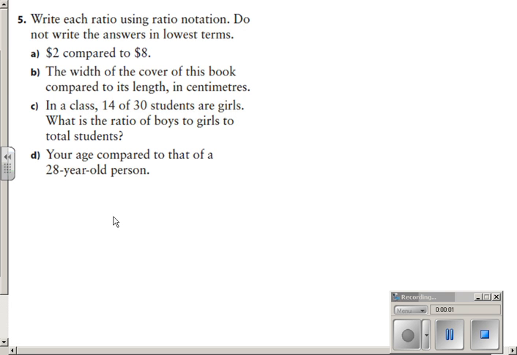Question number 5 says, write each ratio using ratio notation. Ratio notation is just a fancy way, for example, if this is ratio notation, or this is ratio notation, or this is ratio notation. But we'll assume this to be ratio notation, and we'll use that for our questions. It says, do not write your answers in lowest terms. Just keep it as is.